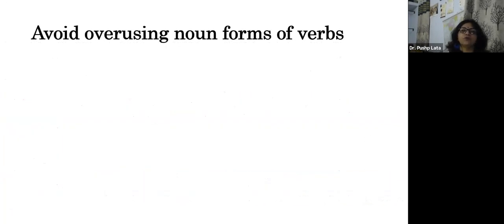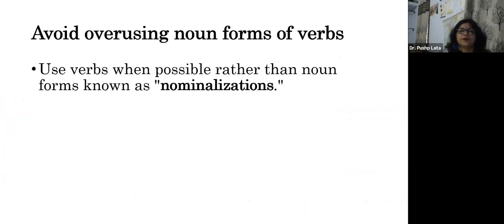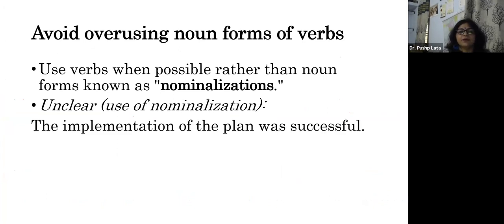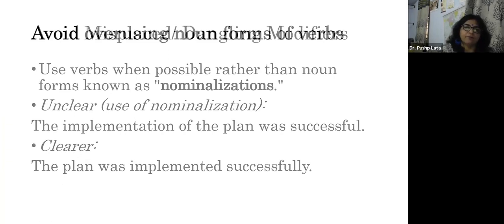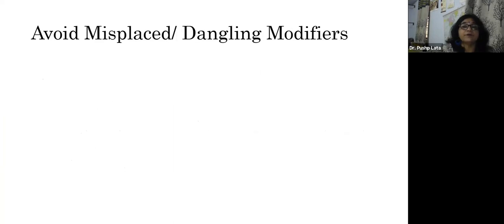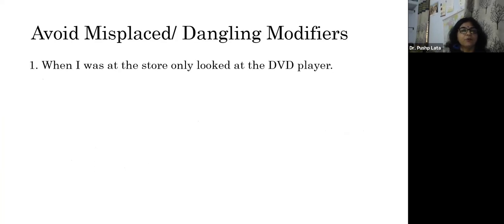Avoid overusing noun forms of words. This is called nominalization. We should avoid that. Implementation of the plan was successful. We can always say the plan was implemented successfully. Avoid misplaced or dangling modifiers. It's very important for us to understand, because most of the time, when you read your own manuscript, you will find somewhere the modifier has been misplaced. And as a result of that, it doesn't give the kind of meaning it should give.